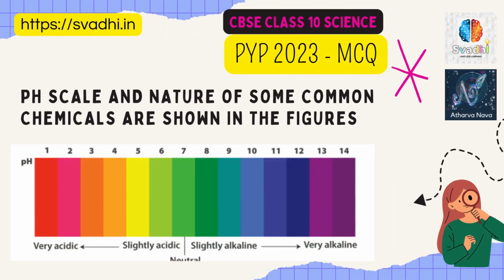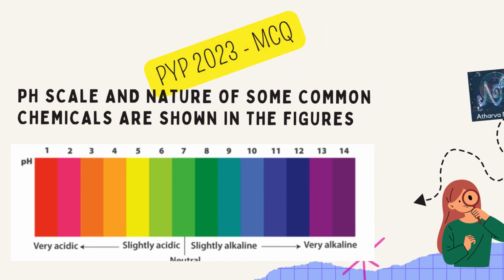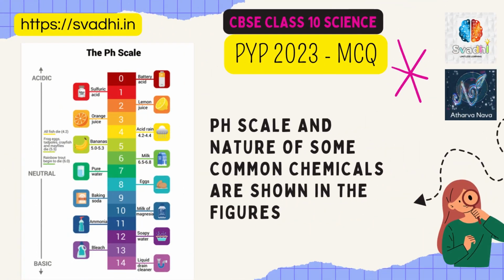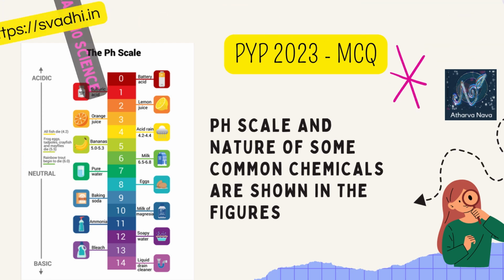The pH scale ranges from 0 to 14, with 7 being neutral. Solutions with a pH less than 7 are acidic, and solutions with a pH greater than 7 are basic. pH scale and nature of some common chemicals are shown in the figures.